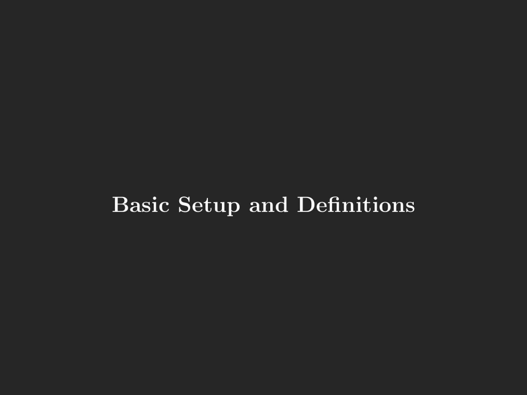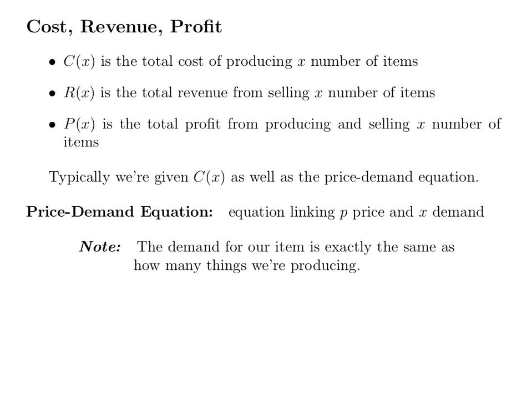Let's start with our basic setup and some early definitions. These are some things that we'll just need to know. We're going to talk about cost, revenue, and profit. When we talk about C of X, that's going to be a cost function. That's telling us it's the total cost of producing X number of items. So if I evaluate this function at 500, this is going to be the cost of producing all 500 items, whatever we're doing. R of X is the same thing, but for revenue.